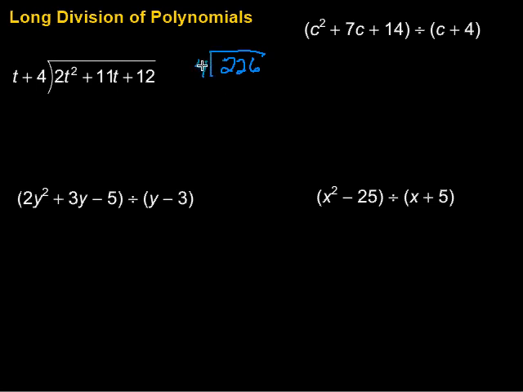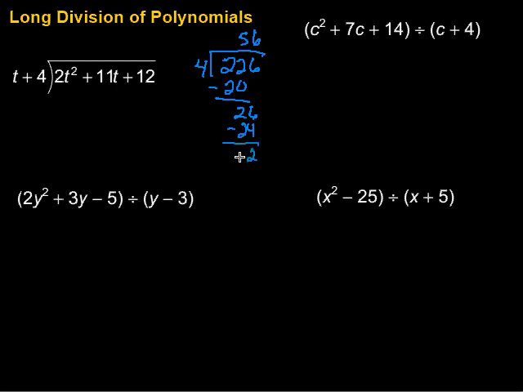Remember, to do that, I'm going to say, okay, 4 doesn't go into 2, 4 goes into 22 5 times. So 5 times 4 is 20. Then we subtract. 22 minus 20 is 2. Then bring down the 6. Then 4 times what gets us close to 26? That would be 6. 6 times 4 is 24. Subtract again. We have 2 left.